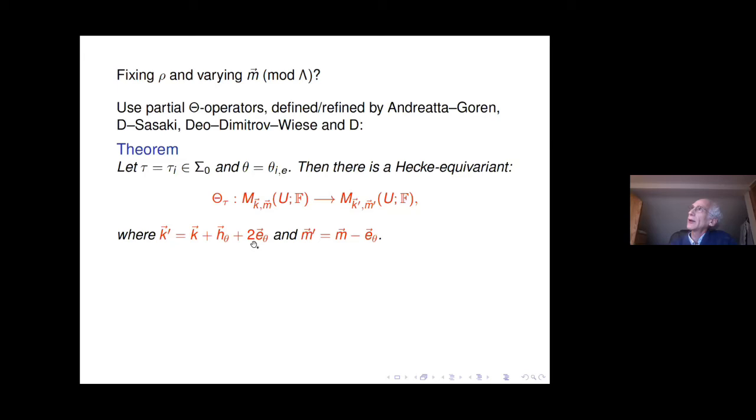Plus two in the theta direction, and the M drops by one in the theta direction. The two and the minus one here are coming from the Kodaira-Spencer homomorphism. And the additional H theta here, I'll come back to the construction in a moment, is a multiplication by a partial Hasse invariant in order to ensure that the form is entire, is holomorphic.